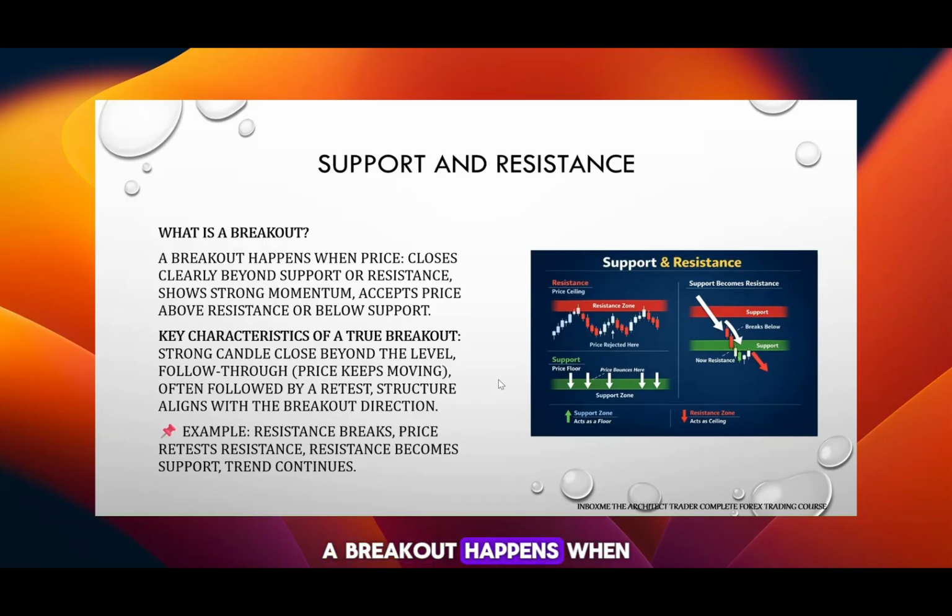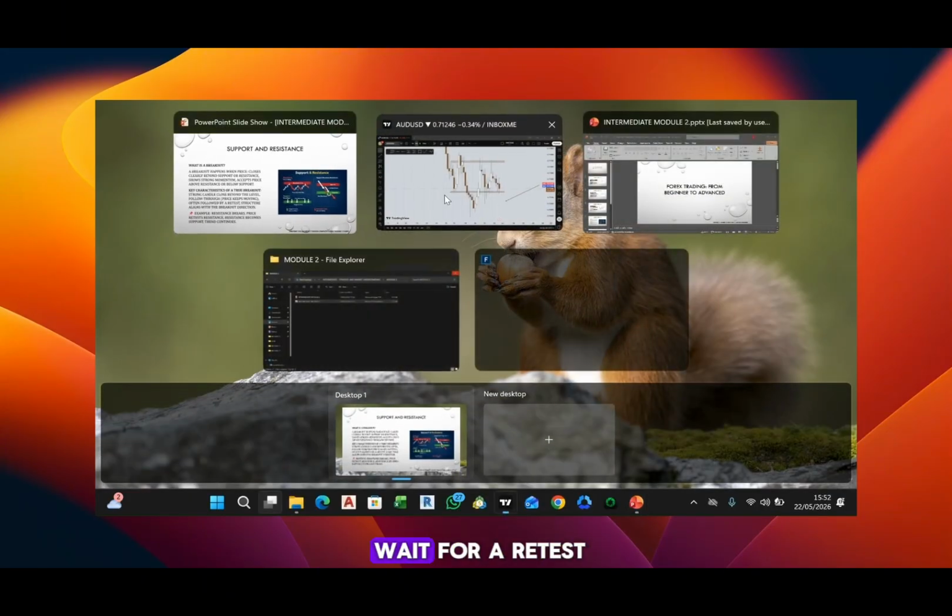So, breakout. What's a breakout? A breakout happens when price closes clearly beyond support or resistance, shows strong momentum, and accepts price above resistance or below support. The key characteristics of a true breakout: a strong candle close beyond the level, follow through, price keeps moving, often followed by a retest, and structure aligns with the breakout direction. So for example, resistance breaks, price retests the resistance, then resistance becomes support and the trend continues. That's what we call a breakout. That's why if you're trying to trade a breakout, you always want to wait for a retest.